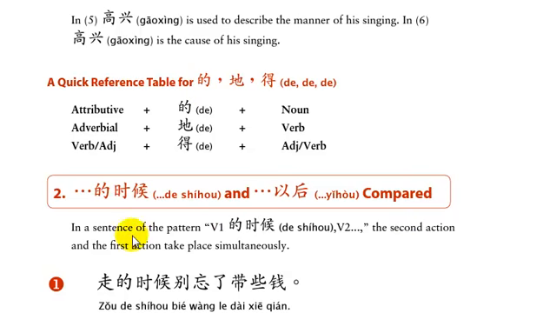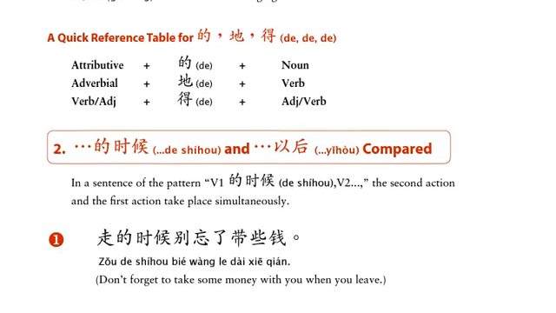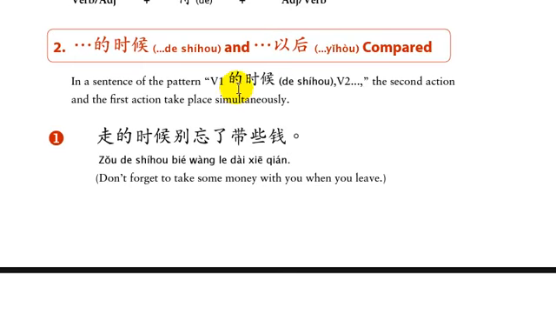Okay, next, they're comparing 的时候 and 以后. So 的时候 is when something is happening at the same time as something else, and 以后 is when something is happening after something else. Okay, so first we're doing 的时候, right? The second action and the first action take place at the same time. Okay, 走的时候别忘了带些钱. Okay, don't forget to take some money with you when you leave. Okay, 走的时候 when you go, don't forget, take some money.